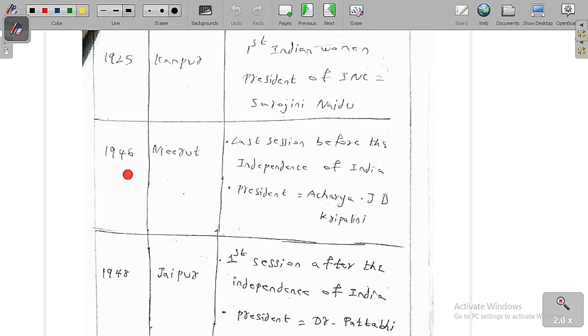Then next comes 1946. The meeting was held in Meerut. It was the last session before the independence of India, and the president was Acharya J.B. Kripalani.